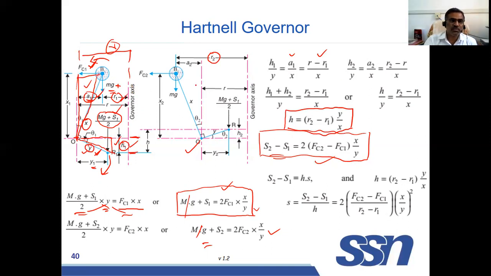So similarly for this one, h2 divided by y is equal to a2 divided by x. What is a2? A2 is equal to r2 minus r. So when you add these two equations, you will get this. That is h is equal to (r2 minus r1) into y by x. This one you will get.